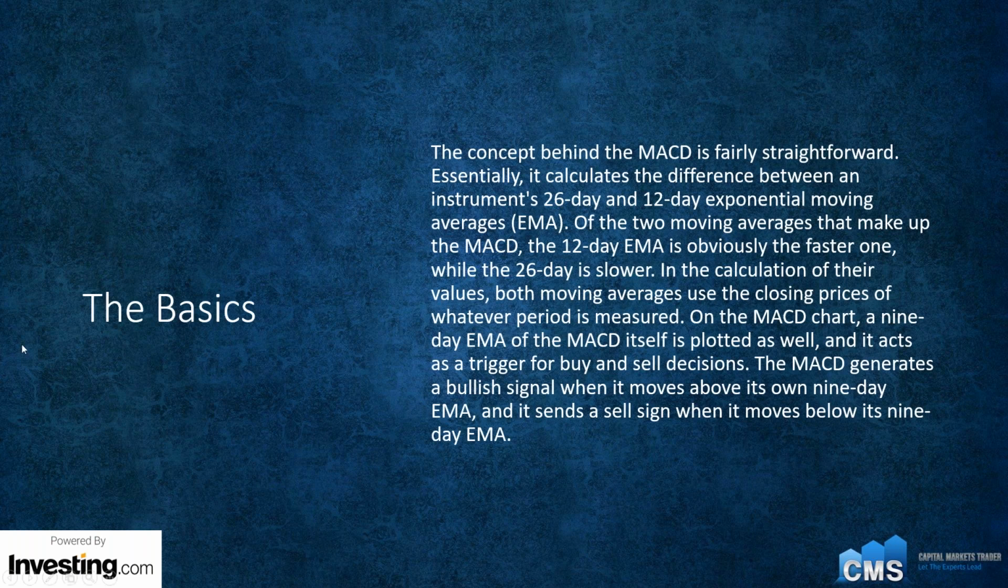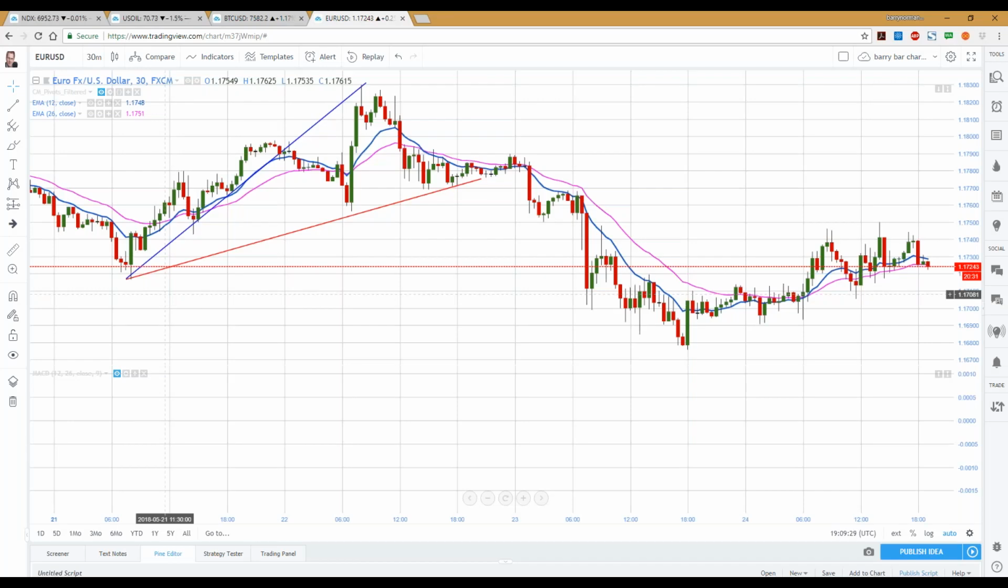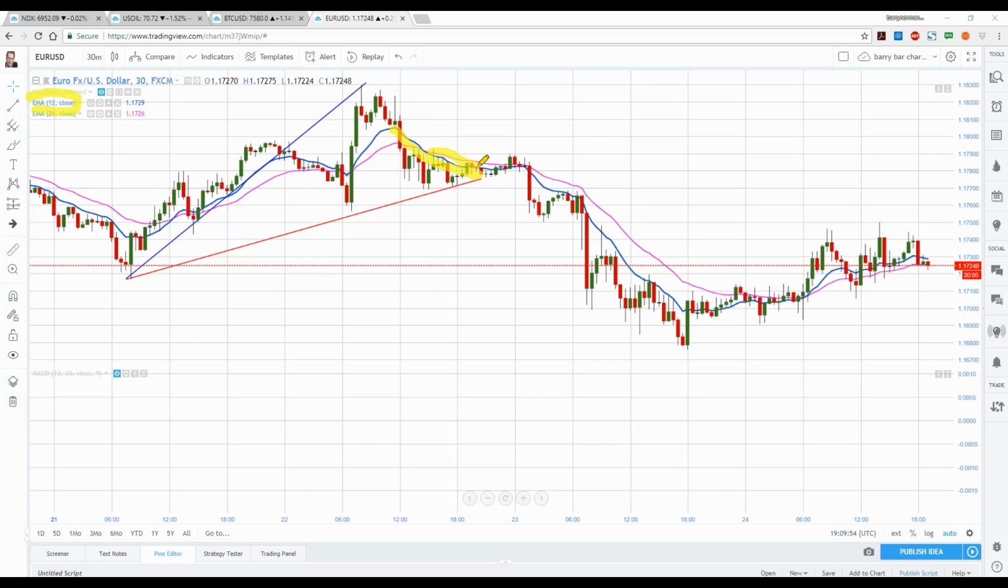So let's put those on a chart and see where we start from. Let me pop up a chart on our screen. Okay, so we're looking at the euro US dollar in a 30-minute chart, and it's the current live chart. I've dropped on here two EMAs, moving averages. We have the blue moving average, which I've used for a 12-period moving average, and the violet moving average, which I've designated a 26 period.